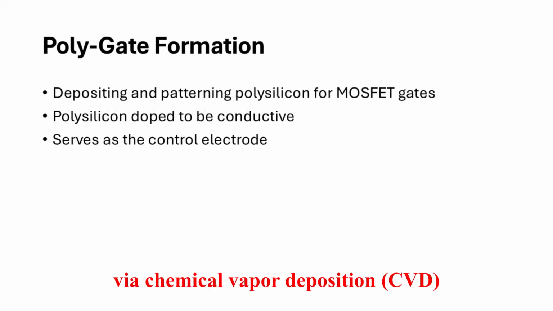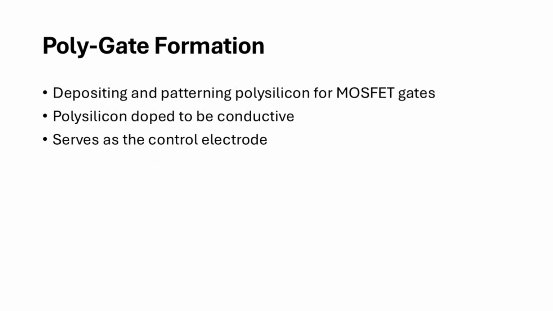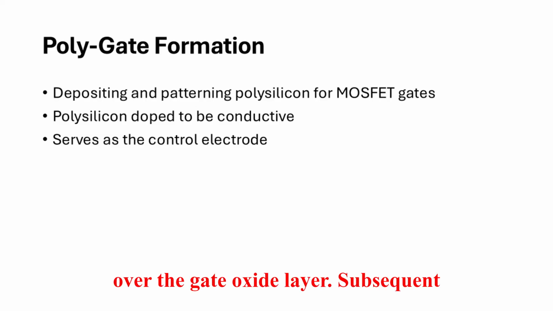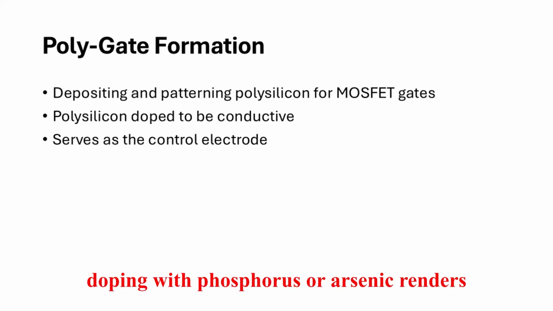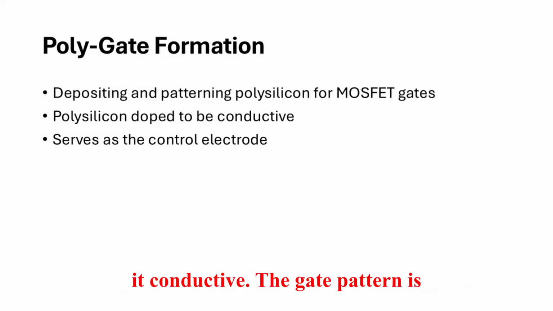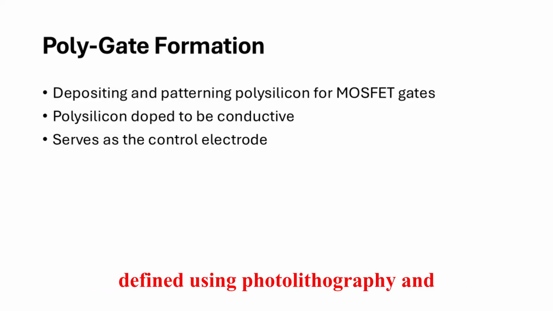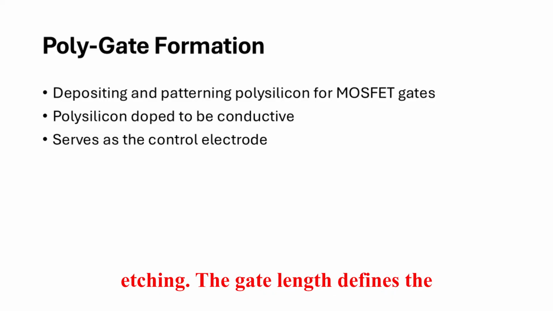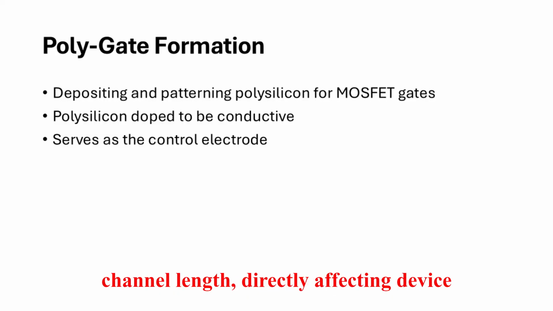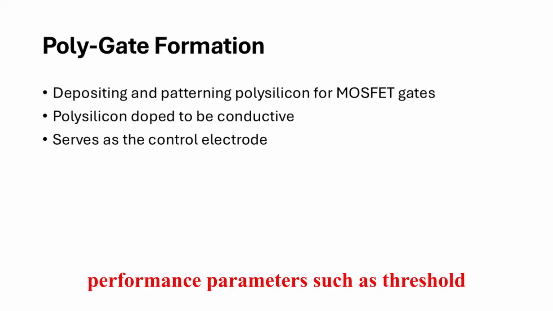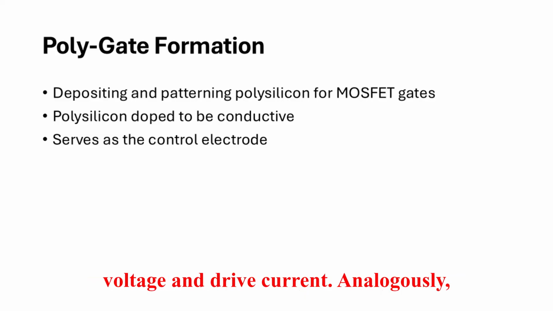Polysilicon is deposited via chemical vapor deposition, CVD, over the gate oxide layer. Subsequent doping with phosphorus or arsenic renders it conductive. The gate pattern is defined using photolithography and etching. The gate length defines the channel length, directly affecting device performance parameters such as threshold voltage and drive current.